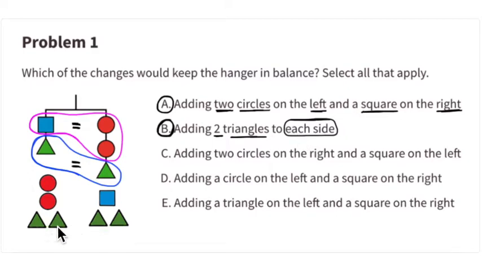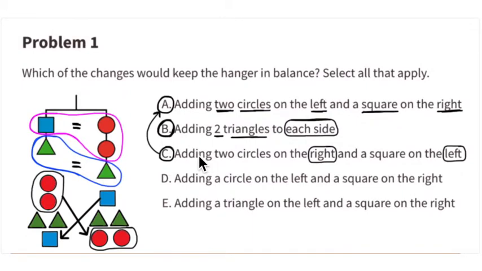Add 2 triangles to each side. Well, we're adding the same weight to each side, so B is going to work. C says adding 2 circles on the right side and a square on the left side. Well, that's the same as where we started out. Here's 1 square, 2 circles, 2 circles. So this remains balanced as well.